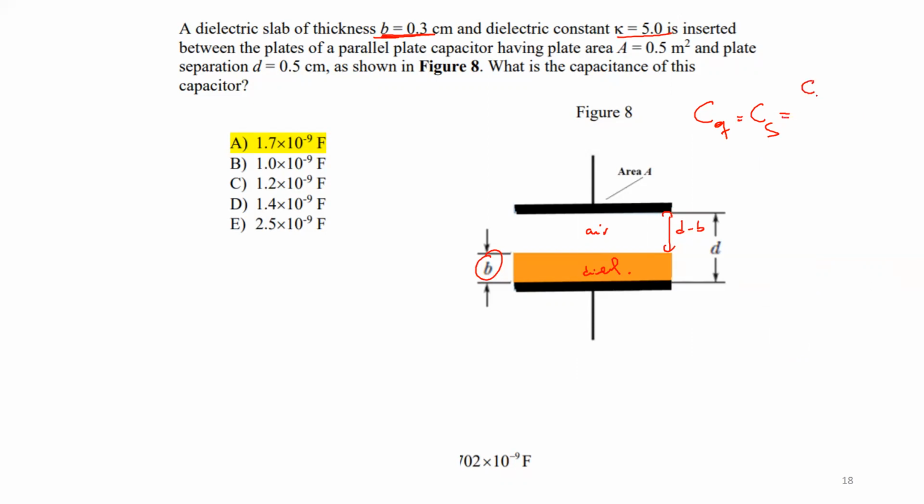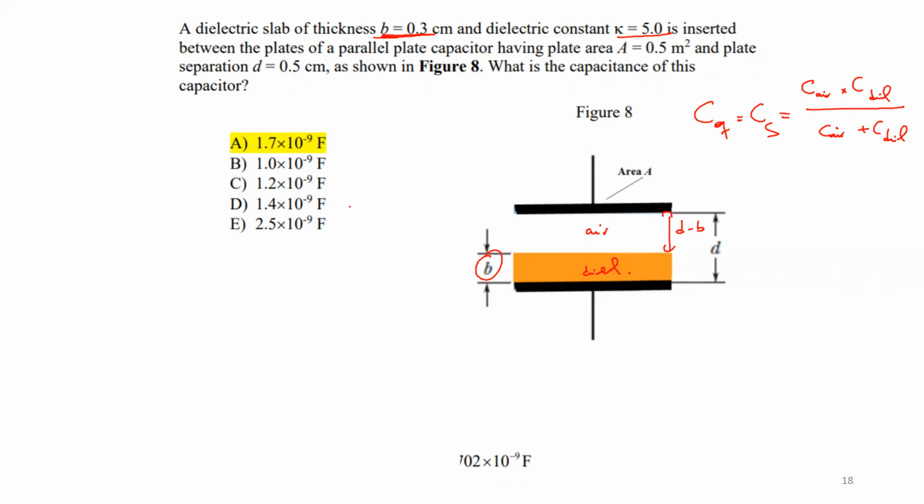So it will be CA times C dielectric divided by the sum CA plus C dielectric. Okay, this is my equivalent capacitance, because the dielectric here is in series with the air. Okay, so they share this. Now how can I do now?